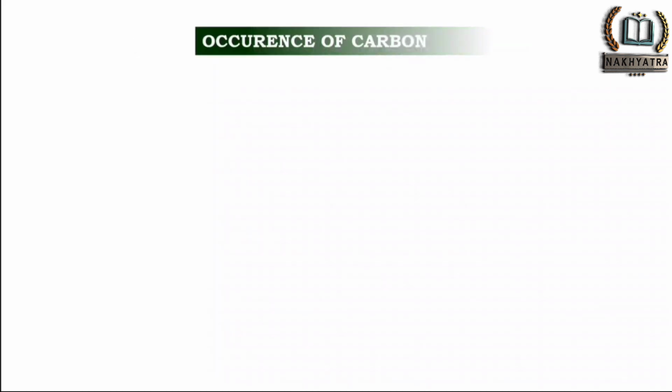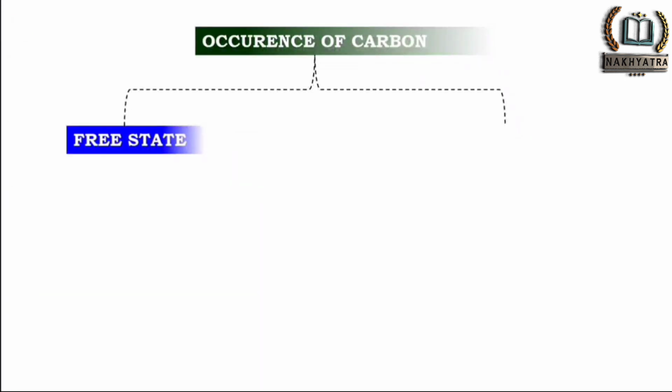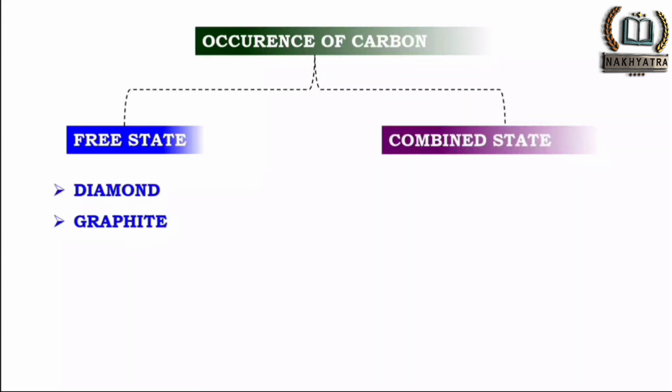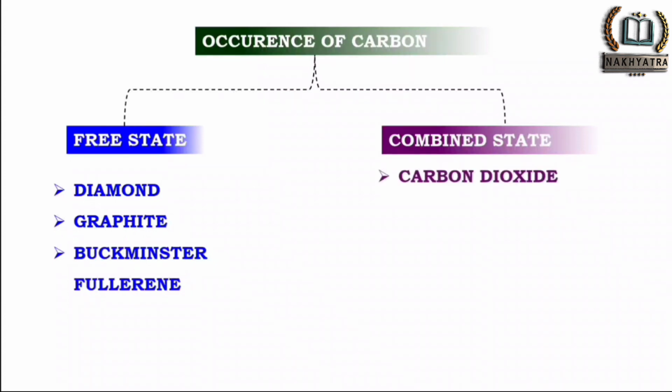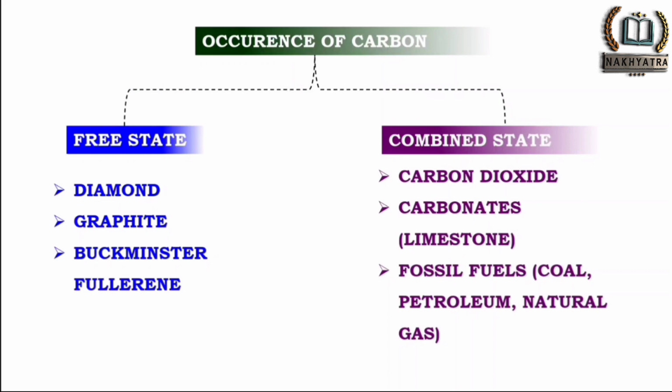Now see the occurrence of carbon. Carbon can be found in two states: one is free state and the other is the combined state. In free state, carbon is mainly found in three forms, that is diamond, graphite and Buckminster Fullerene. And in combined state, it is mainly found in carbon dioxide, carbonates, that is limestone, and fossil fuels, that is coal, petroleum and natural gas.